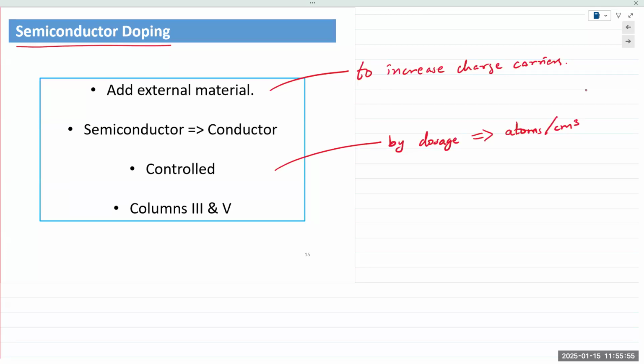So we would take external material and introduce it into our intrinsic semiconductor material, and we're going to create free charge carriers. Free in the sense they're free to move about. They are not bound to anything. And those elements are typically from column 3 or column 5 of the periodic table. Column 3 would be boron, column 5 would be phosphorus. Most common ones.